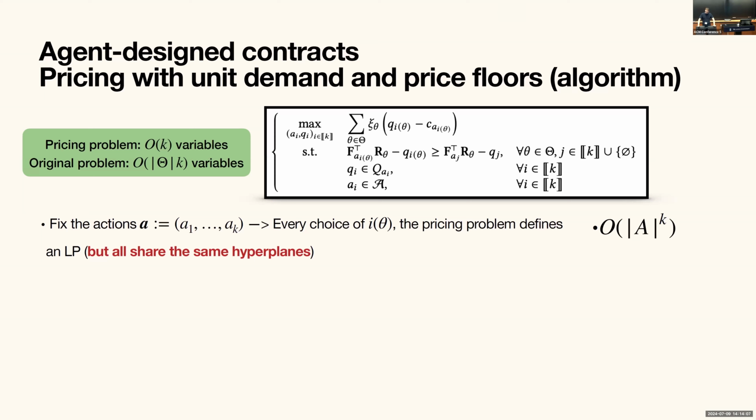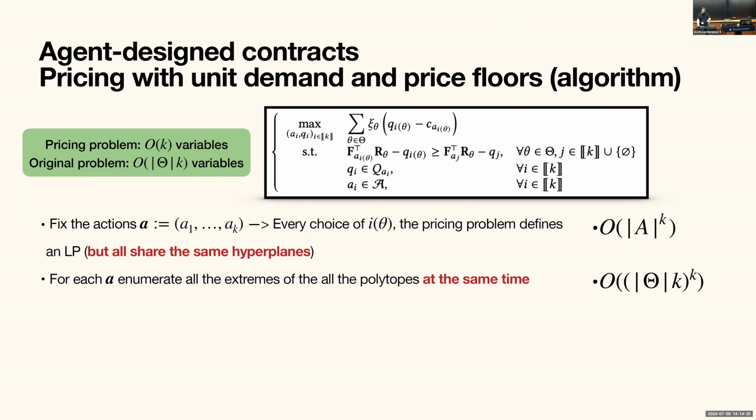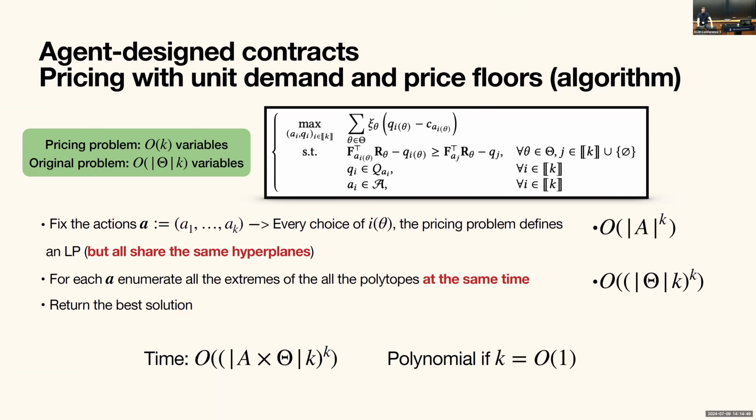But if we look closely, we can see that for each choice of the choice function that maps types to items, these are all polytopes sharing the same hyperplanes. So for each tuple fixed, we can at the same time enumerate over all the vertices of the polytopes, without having to enumerate over the choice functions. And this has a computational time which is exponential only in the number of items that we want to sell. Okay. And so it is polynomial if this is constant.